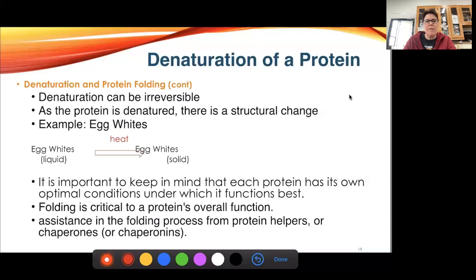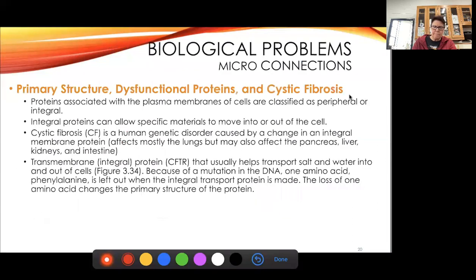Very critical, like I said: if you can't refold it, the protein will be broken down and recycled. Like I said, there are sometimes where we can get some assistance from our chaperones and refold some of those proteins. And then we always try to give you some real life examples of where proteins aren't working properly.